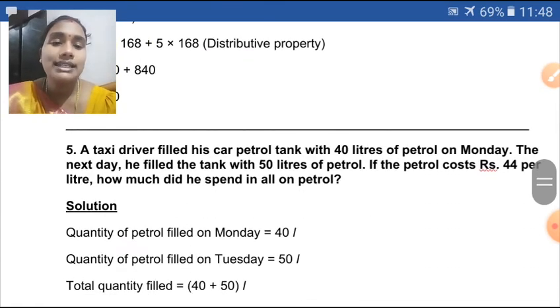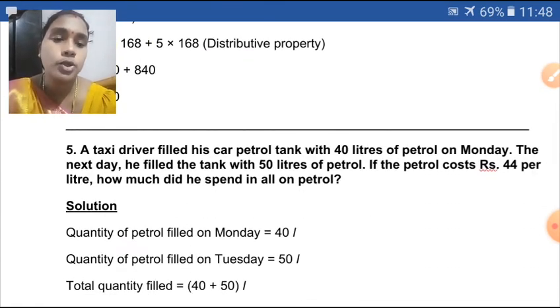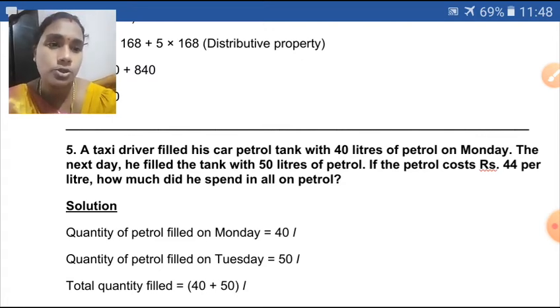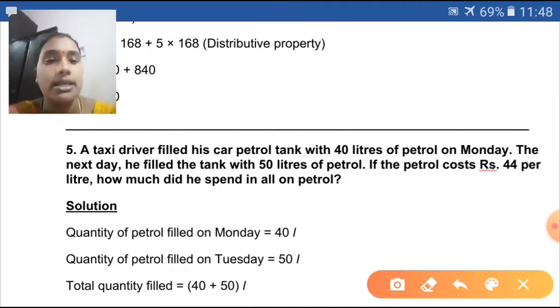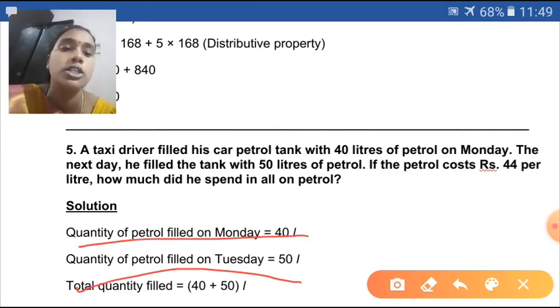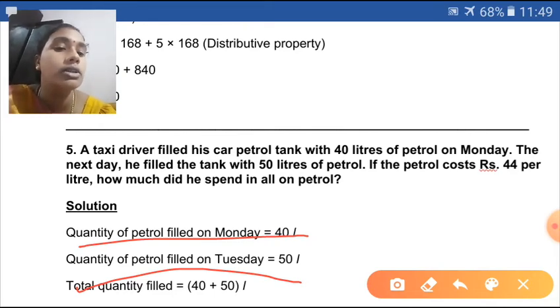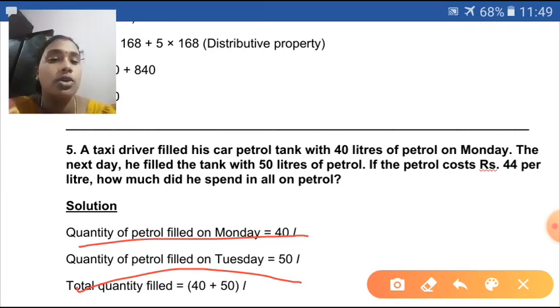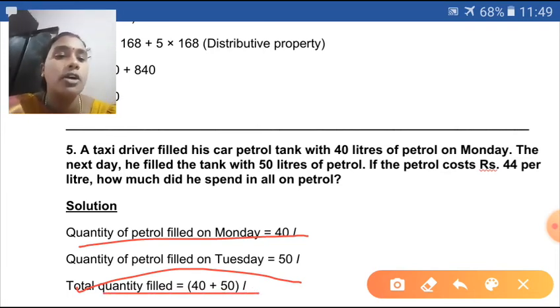So next we go on to the next sum. A taxi driver filled his car petrol tank with 40 liters of petrol on Monday. The next day he filled the tank with 50 liters of petrol. If the petrol cost rupees 44 per liter, how much did he spend on petrol? So first write down the statements. The quantity of petrol filled on Monday is 40 liters and the quantity filled on Tuesday is 50 liters. So what will be the total quantity? You write it. The total quantity filled is 40 plus 50.